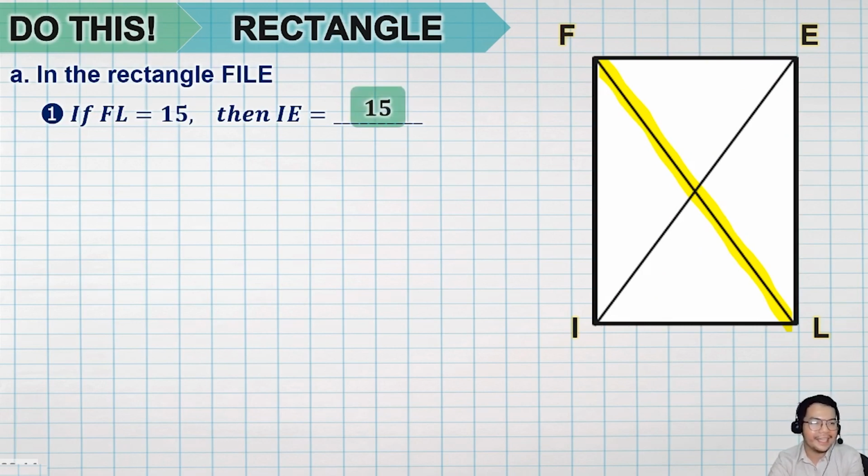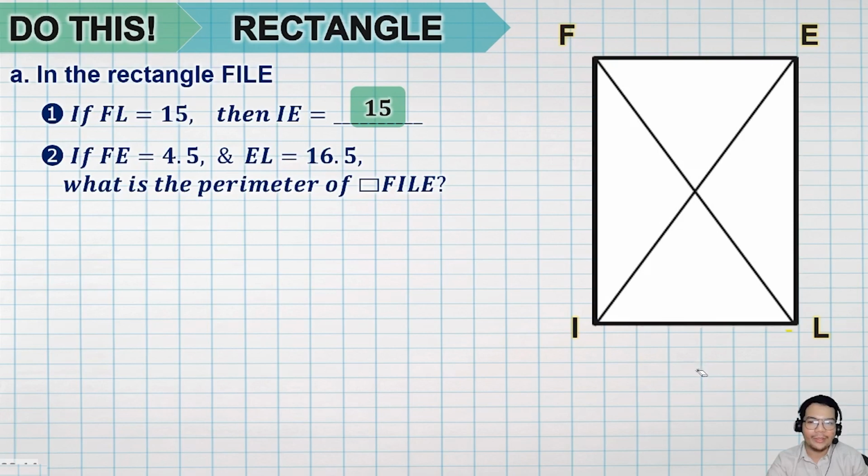Because in a rectangle, sabi nga kanina sa property niya, diagonals are congruent. Yan yung number 10 kanina sa table natin. Because whatever the measurement of the one diagonal, it is also the same measurement of the other diagonal. So both of them will be equal to 15.